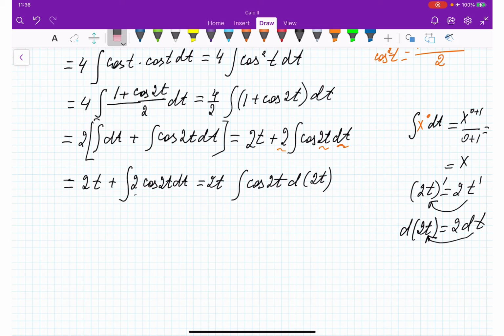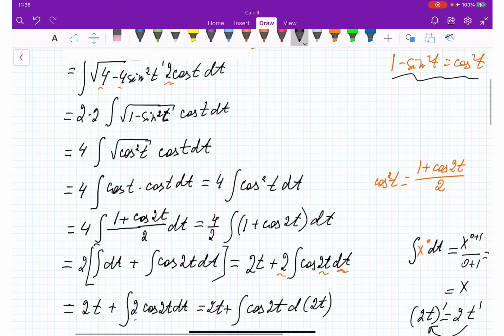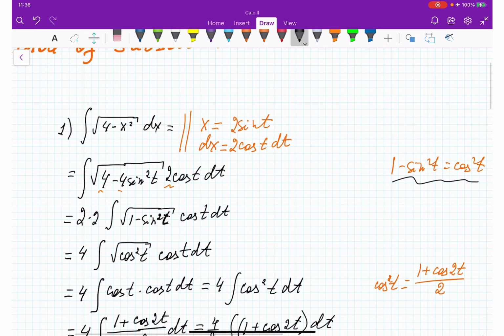plus. And that is going to be equal to t, plus sine 2t, plus c. Hallelujah. We are done. And now all we have to do is bring back our substitution. Instead of t, we had what? Here, 2 sine t.